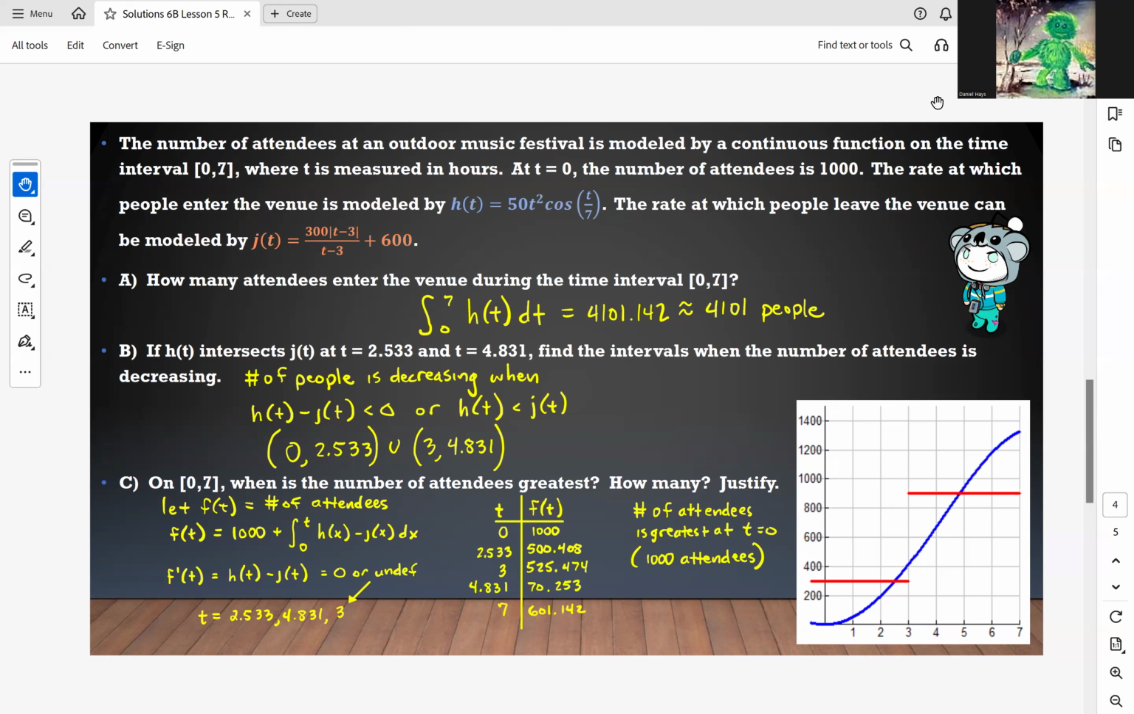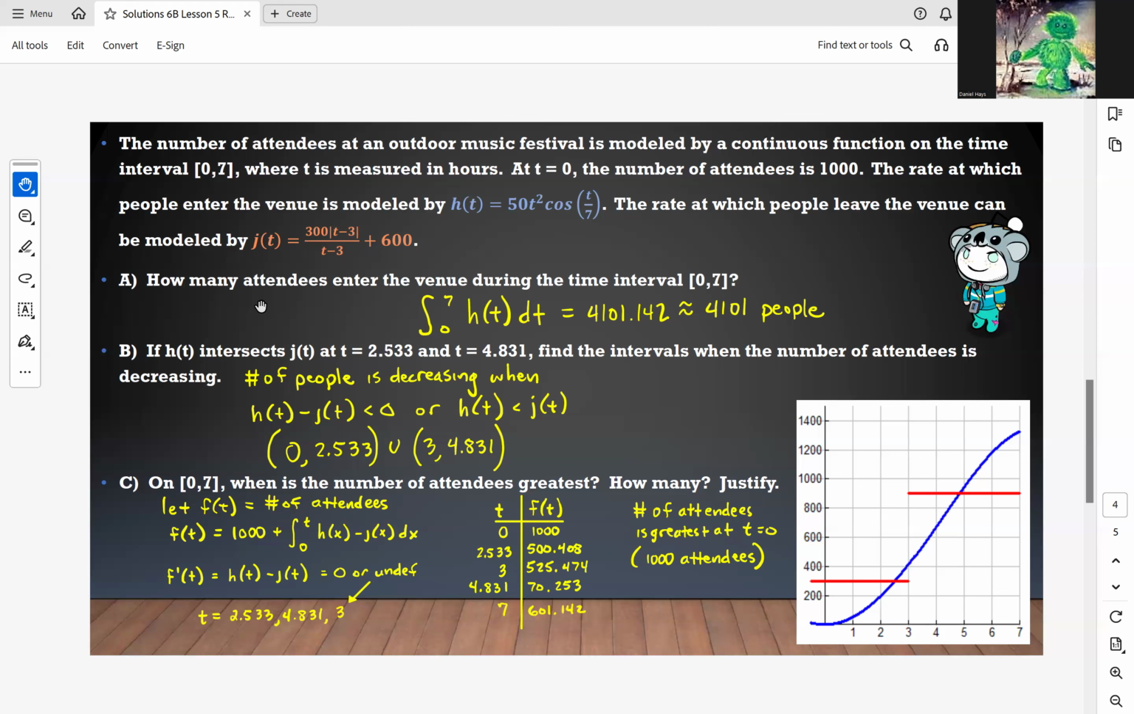We're dealing with a music festival. The number of attendees, that's an amount of attendees, is a continuous function. They don't actually give us that function. We know the number of people at the start of the timer, and then we have rates in, rates out, the rate at which people are entering. It's a trig function, make sure you're in radians, and then the rate out as well.